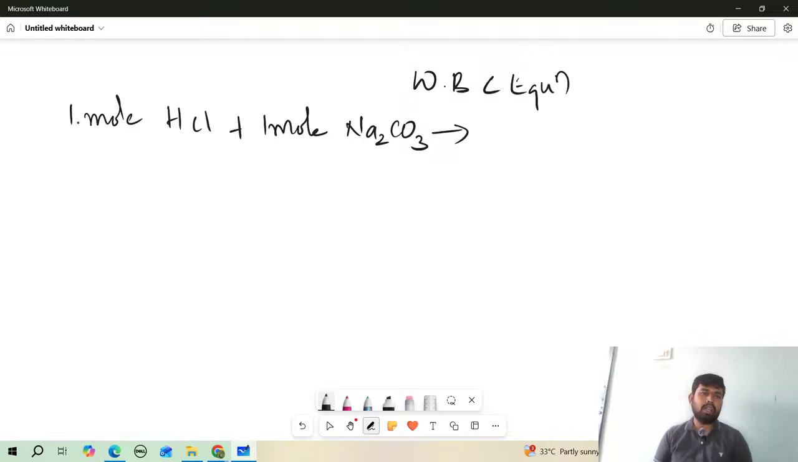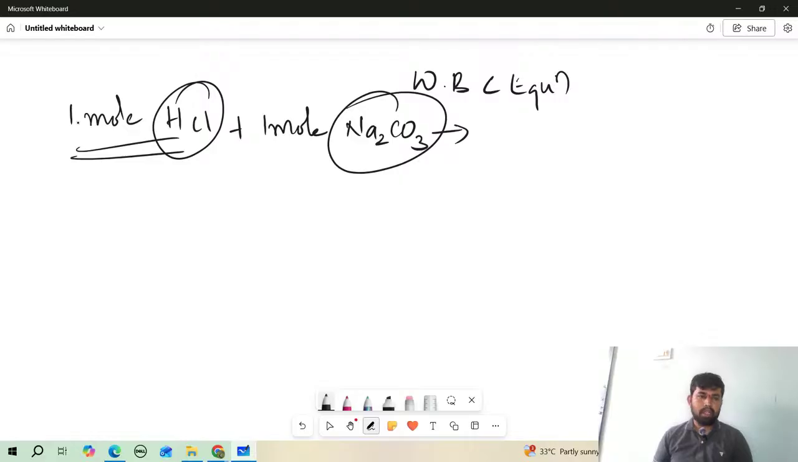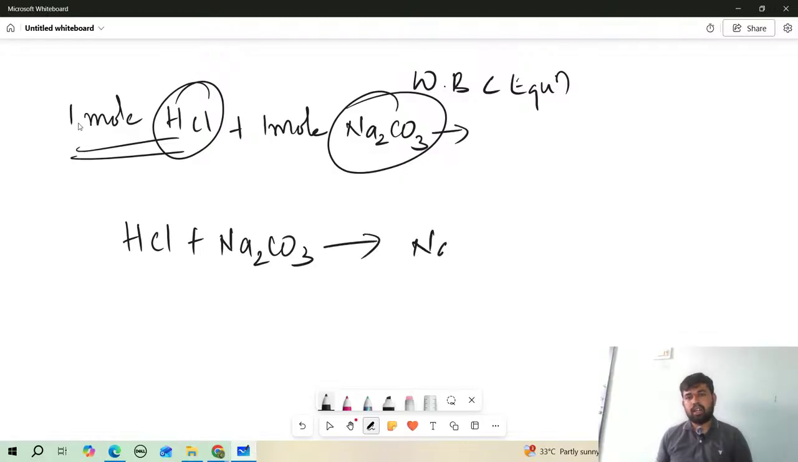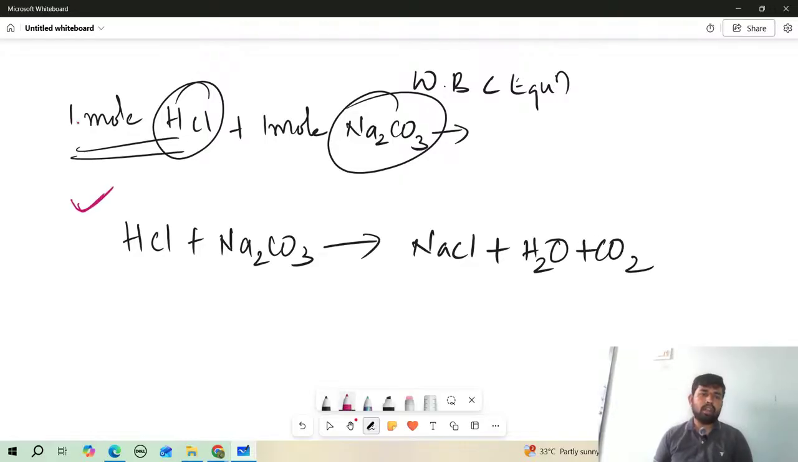Generally, we know it will be an acid reacting with a metal carbonate. Generally we would write HCl plus sodium carbonate forms NaCl salt, H2O and CO2 gas. And this is the equation which is right when you are balancing. So let me balance first.